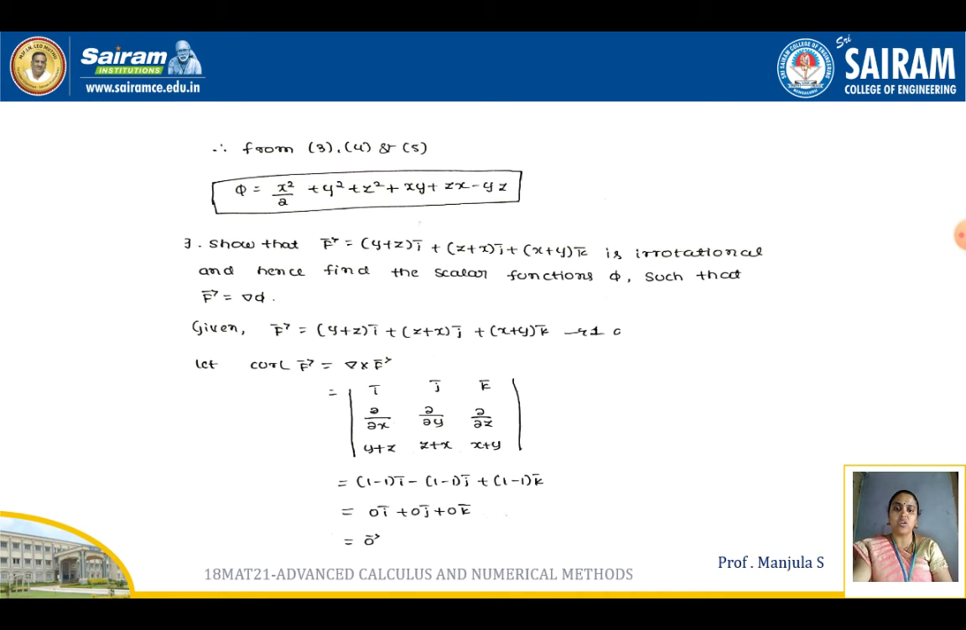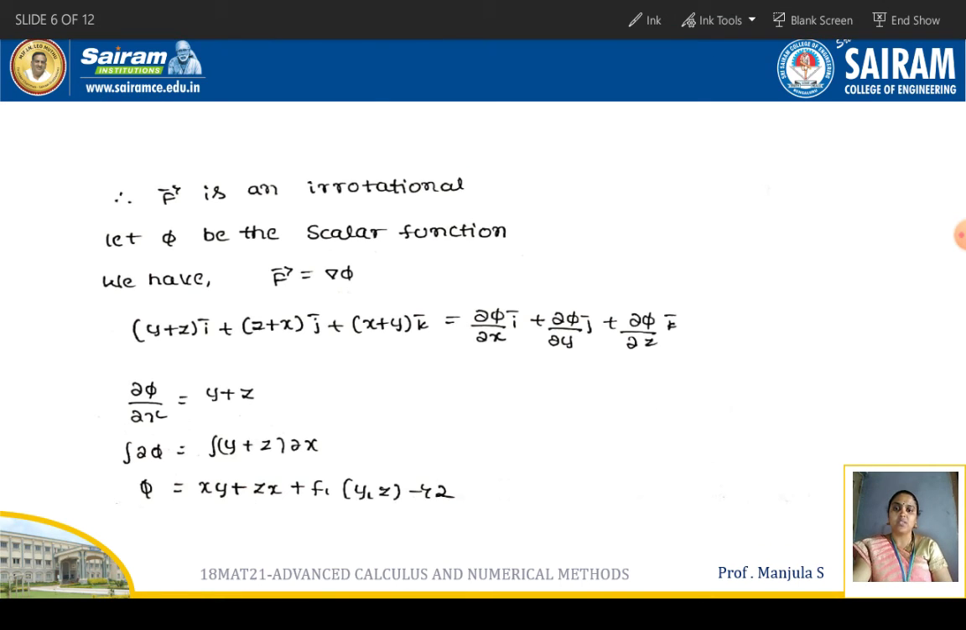On expansion of this determinant, we can write the terms like this: (1 minus 1) into i cap minus (1 minus 1) into j cap plus (1 minus 1) into k cap. All the terms will get cancelled. We are getting the solution as 0 i cap plus 0 j cap plus 0 k cap, so curl f is equal to 0. So clearly we can conclude that vector f is irrotational.